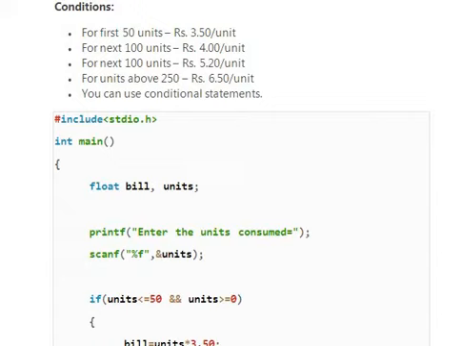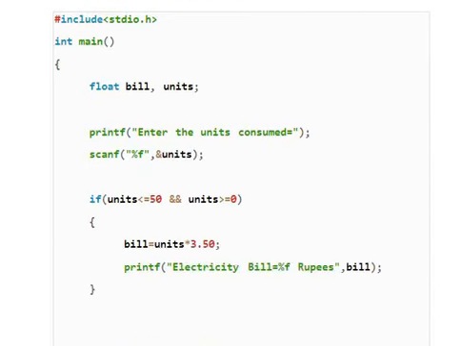What is the input here? Number of units. Look at the if condition. If units is less than or equal to 50, and of course units must be greater than or equal to 0, then your bill is 3.50 per unit. Bill is equal to units multiplied by 3.50. So your first condition, up to 50 units, is 3 rupees 50 paise per unit.